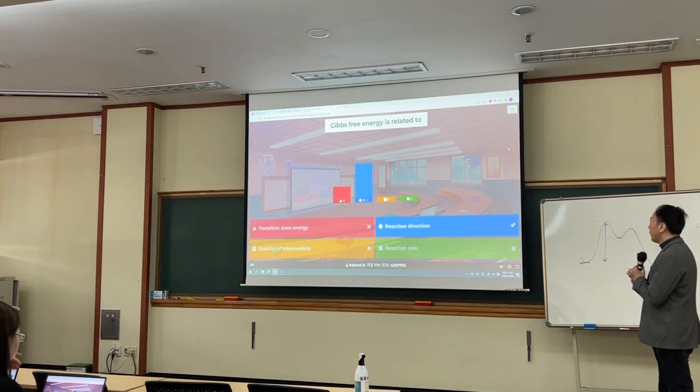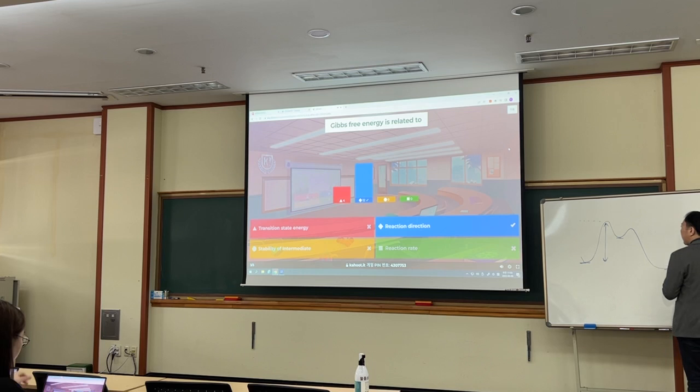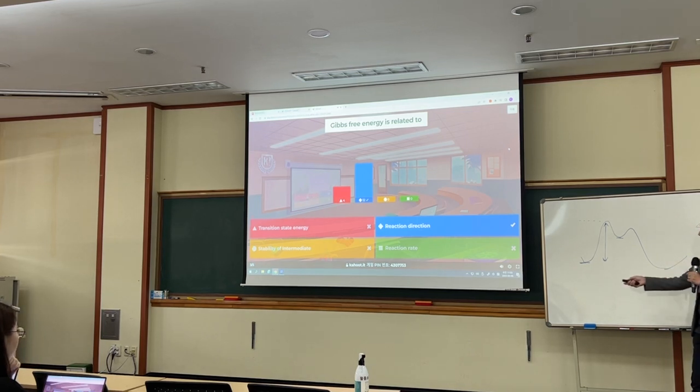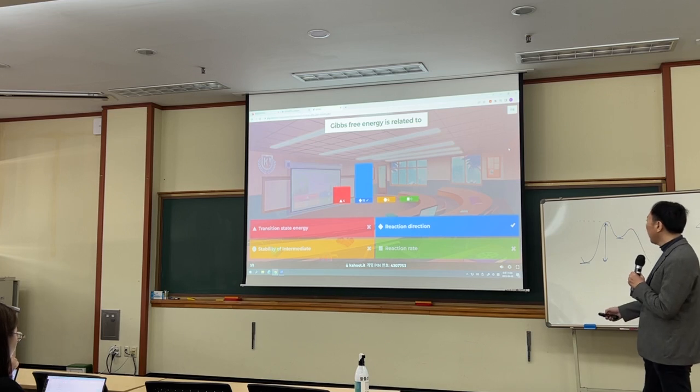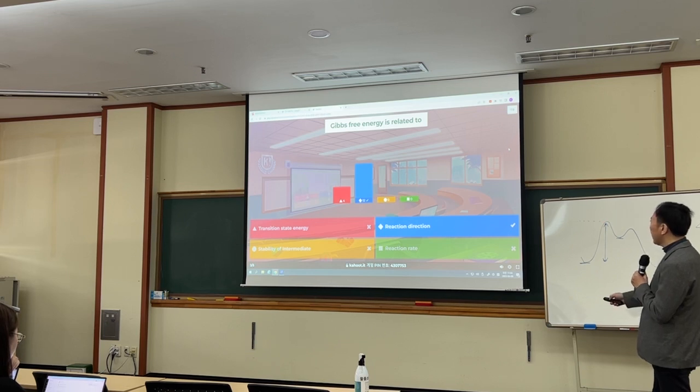Okay, Gibbs free energy determines the equilibrium constant. That's what the reaction direction means. And stability of the intermediate has nothing to do with this. Reaction rate is this one. Transition state energy is also this one.